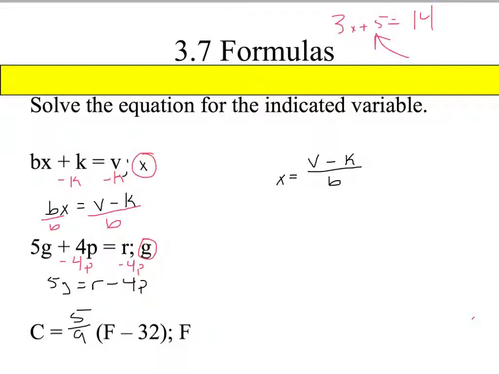So now I have 5g. Remember, I'm solving for g, so I need to get g all by itself. How do I get rid of that 5? Well, what's happening between the 5 and the g? The g is being multiplied, so I need to divide. And again, I need to divide the entire right side by 5. Not just the r, not just the 4p, but the entire expression. So my answer is going to be g is equal to r minus 4p all over 5.